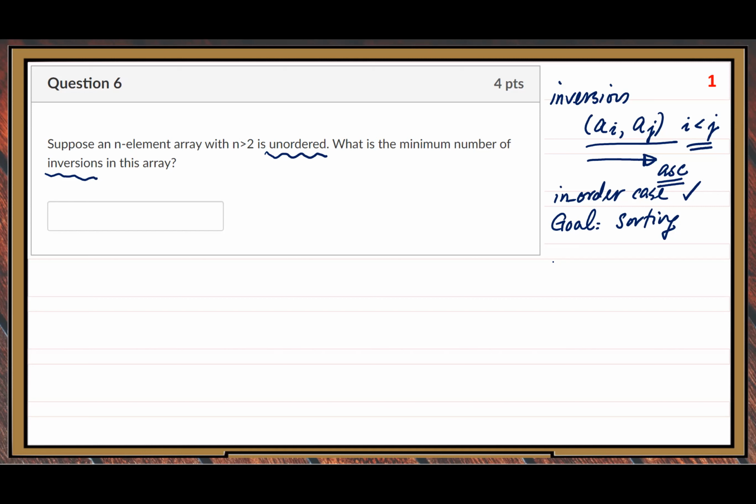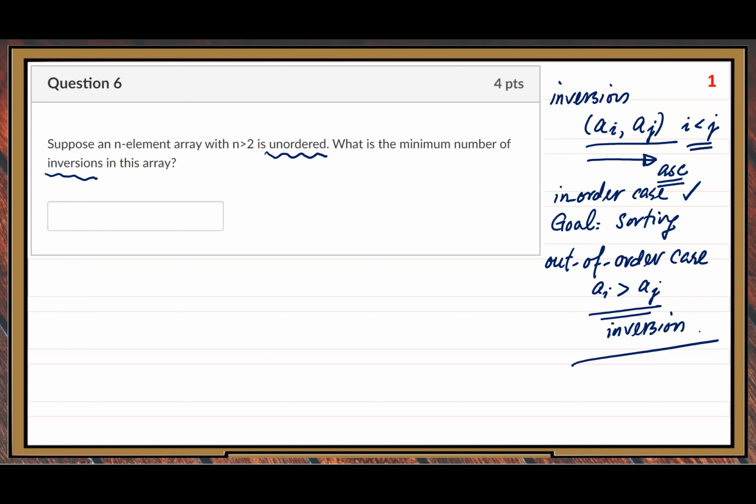So that is the out-of-order case, where a sub i is greater than a sub j. We say it is an inversion. So that's the meaning. From the given question, we need to find the minimum number of inversions in the array if the array has the condition n greater than 2 and unordered.